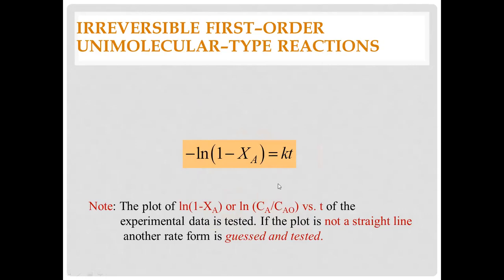So if the plot of your experimental data will not form a straight line based on the two formulas just presented, including this one, you have to guess another type of reaction for your particular set of empirical data. If the empirical data is not a straight line for these two equations, then what you guessed is wrong, that your reaction is first order, irreversible, unimolecular. So it's wrong, then you have to make another guess.